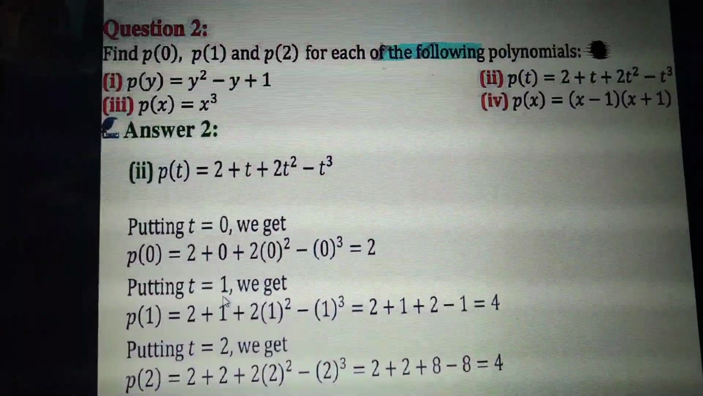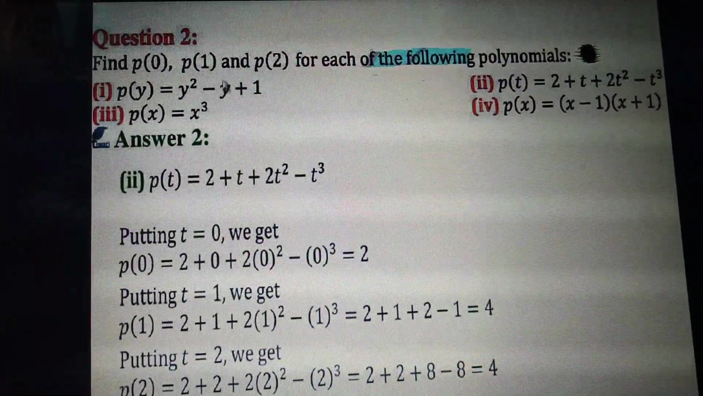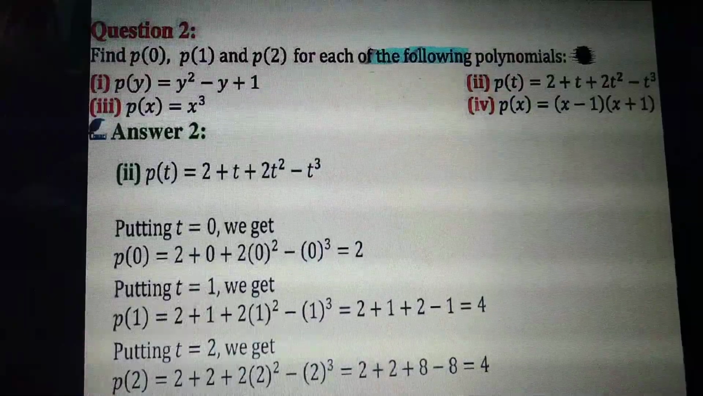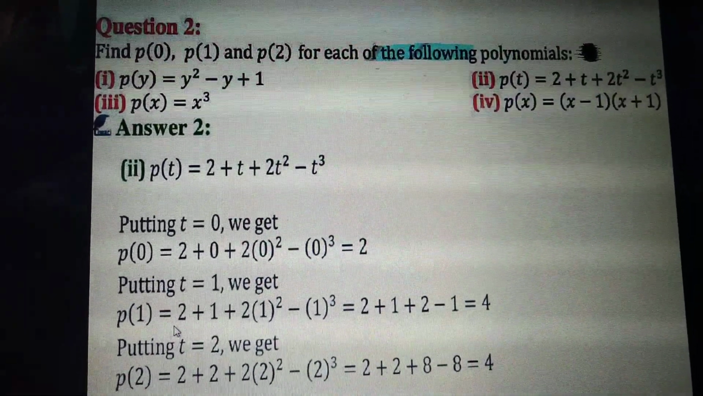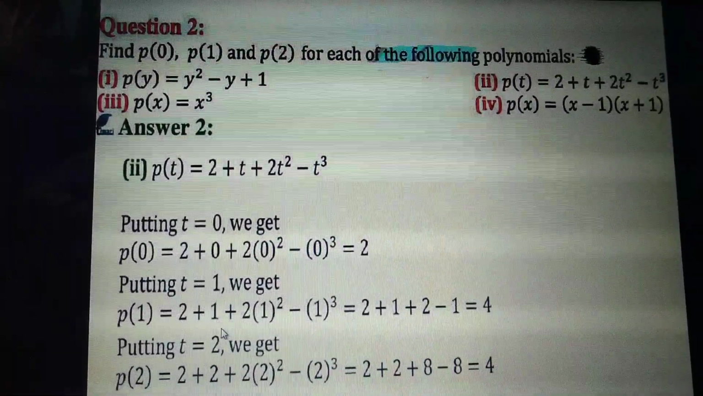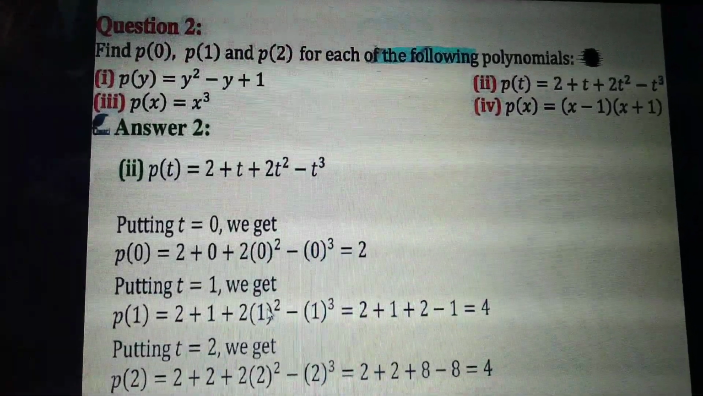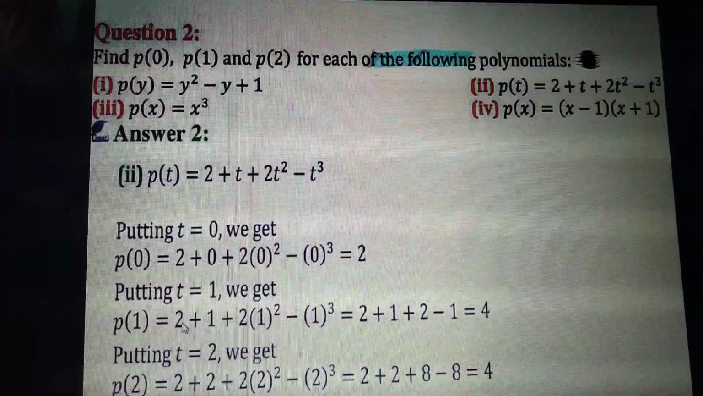Putting t equal to 1. Why? Because here we want to find p of 1. So putting t equal to 1, we get p of 1 is equal to 2 plus 1 plus 2 into 1 squared minus 1 cubed.